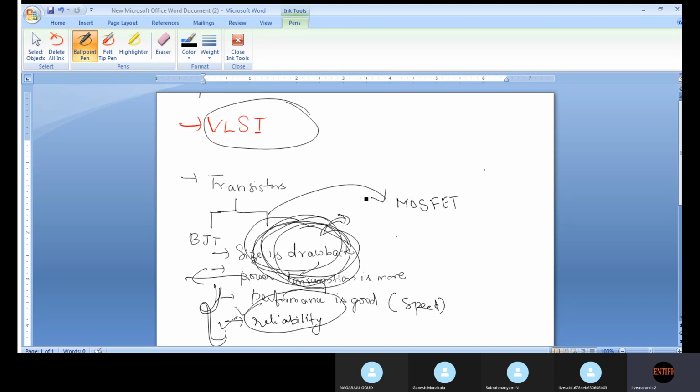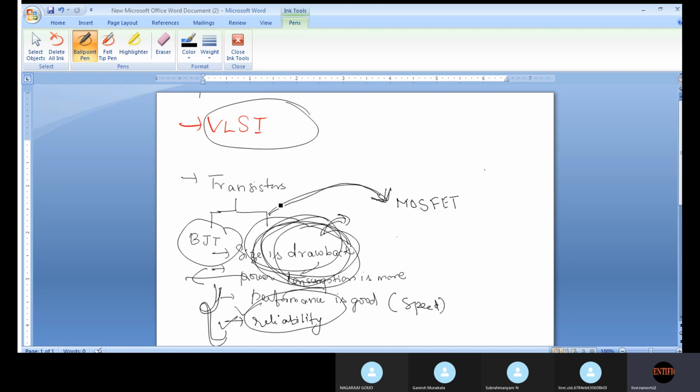Why is MOS more important than BJT? You should know. And what are the drawbacks with the bipolar junction transistors? You should know these things. That's why I have given some glimpses of this BJT. So now we'll go for MOSFET.